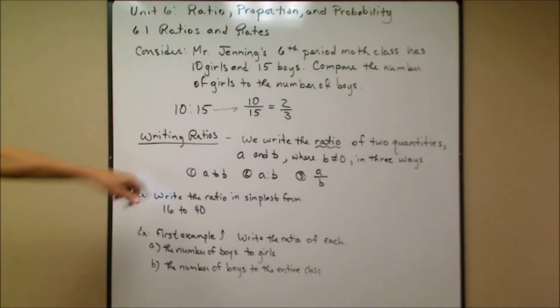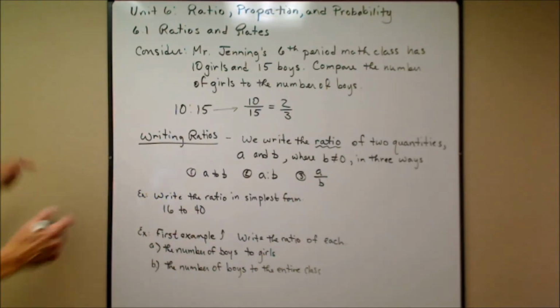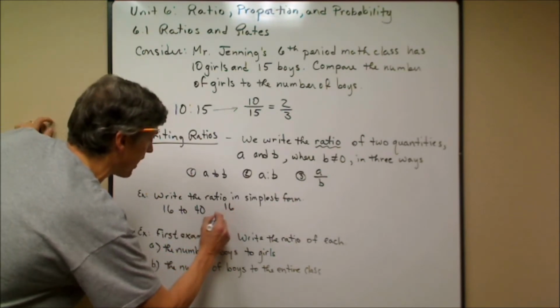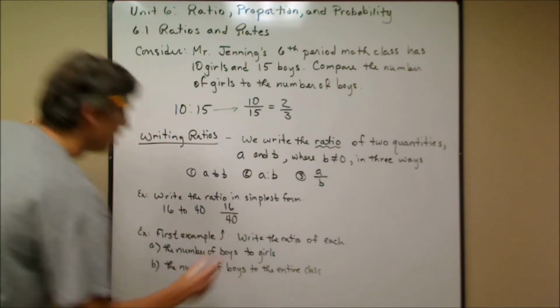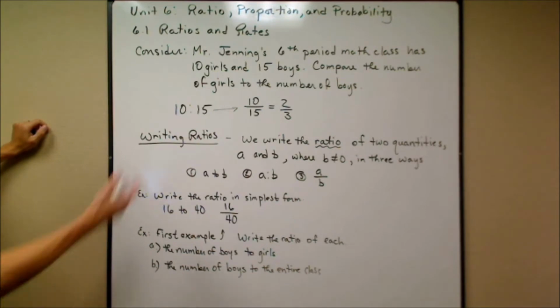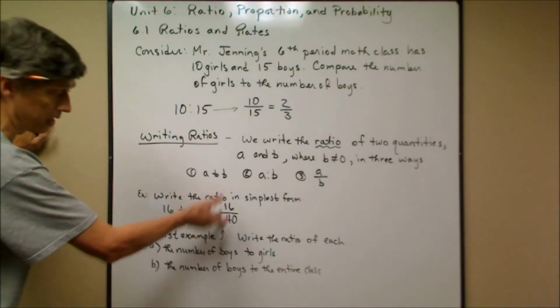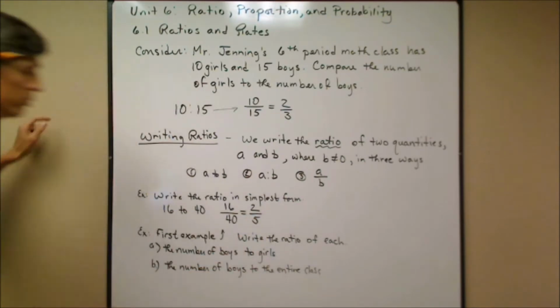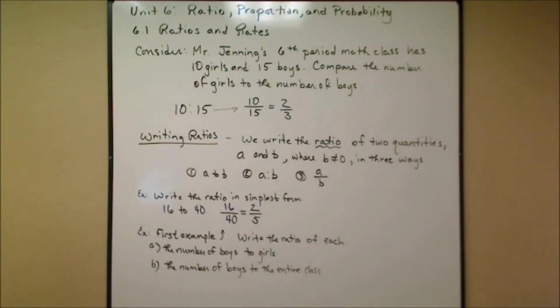So here's an example. It says, write the ratio in simplest form of 16 to 40. Well, probably the easiest way for me to write something in simplest form is first write it as a fraction, and then look to see if anything might simplify by dividing top and bottom. And I'm thinking I can divide top and bottom by 8, and I get 2 to 5. I'm not going to say 2/5 as much as I'm going to say 2 to 5. That's how we indicate it's a ratio, by using that terminology.